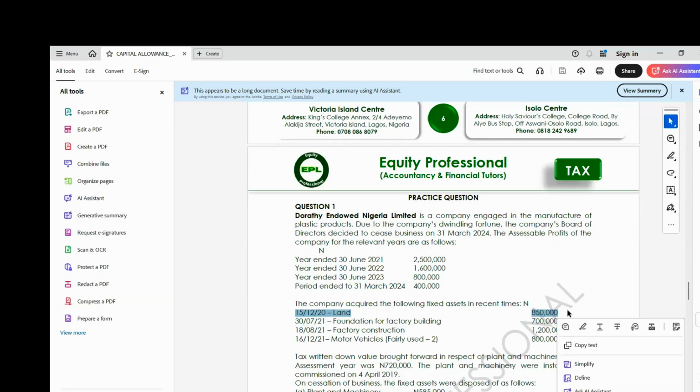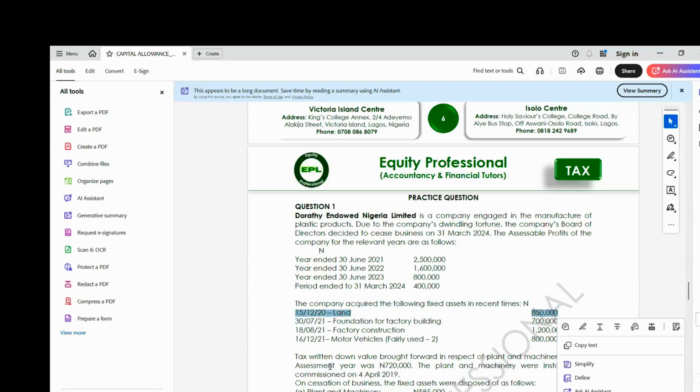You are going to have capital allowance on land when you have the information combined together, when you have land and building. Assuming they give us land and building together, yes, it will be available for capital allowance claim. But where it is stated separately, land is not available for capital allowance claim, because land does not depreciate. Land appreciates in nature. So for land, we have 15/12/2020, so no capital allowance will be computed on that.